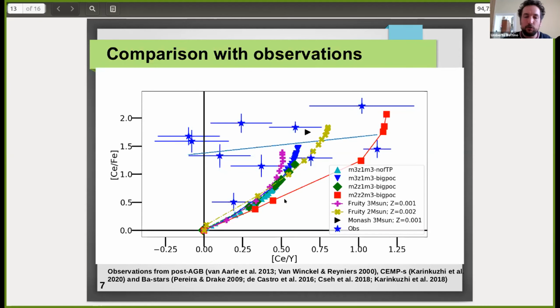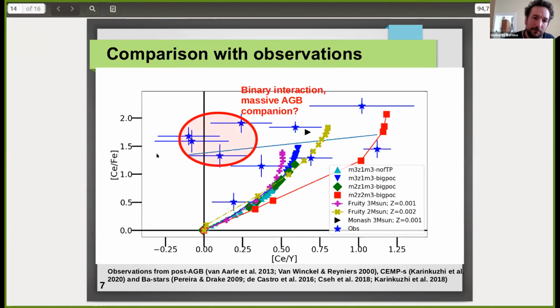But you see that you actually need a convective boundary mixing in the convective envelope at least as efficient to produce a 3 times 10 to the minus 4 solar mass carbon-13 pocket to actually match the bulk of the observations, which are these stars, in the range of metallicity of the models plotted here. The only observations that are missed here are this bunch of stars here, those stars showing a high cerium over iron, but a low, almost zero cerium over yttrium.